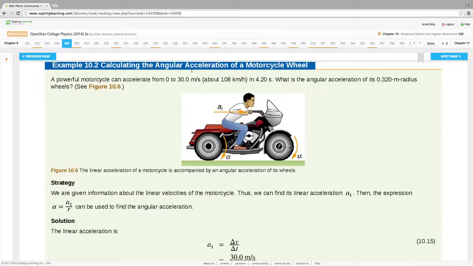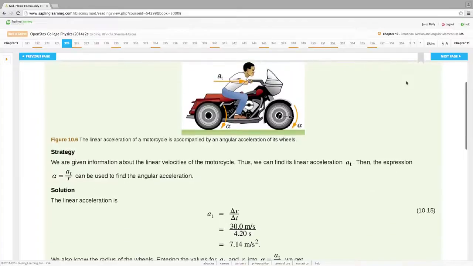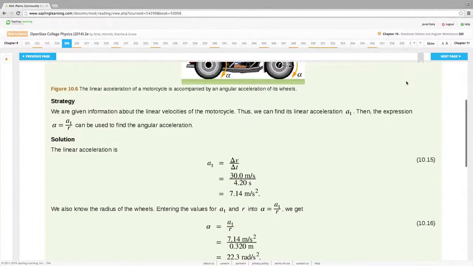So here we have a motorcycle going from 0 to 30 meters per second in 4.2 seconds, and we want to know the angular acceleration of the wheels if the radius of the wheel is 0.32 meters. We are given the tangential acceleration, a sub t, and that's going to be delta v over delta t, which is 30 over 4.2. We can plug those numbers in and calculate the tangential acceleration to be 7.14 meters per second squared.